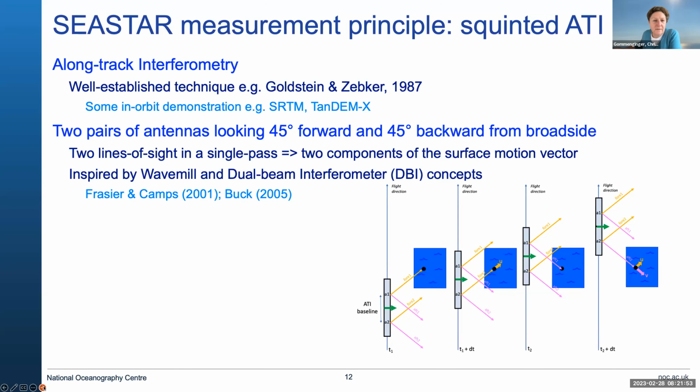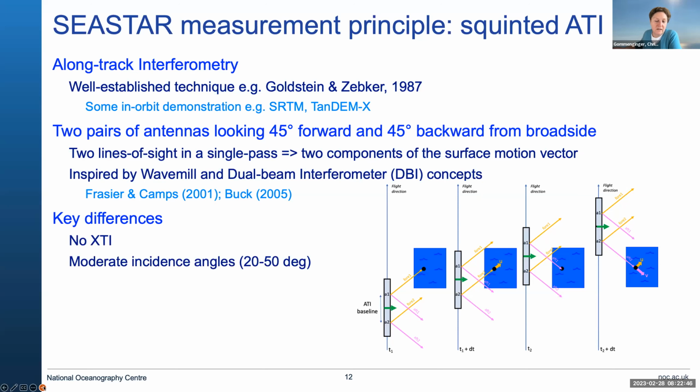As I mentioned already, along-track interferometry is a very well-established technique which goes back a long time, and there have been a lot of experiments of the standard along-track interferometry in the broadside direction, including some in-orbit demonstrations in the past from SRTM or TanDEM-X, for example. And like I said, we have two pairs of antenna looking 45 degrees forward, 45 degrees backward, which gives us the two lines of sight of the components of the surface motion, essentially. And from that, you can recover the surface motion vector. And this was inspired by concepts like WaveMill, for example, or the dual beam interferometer, which some of you may be familiar with.